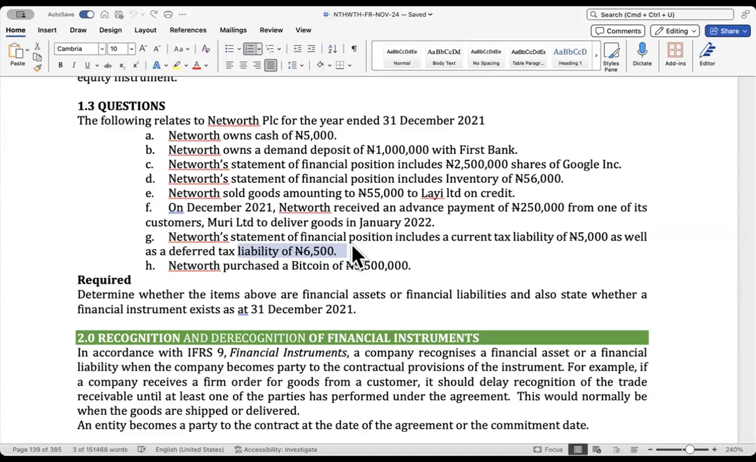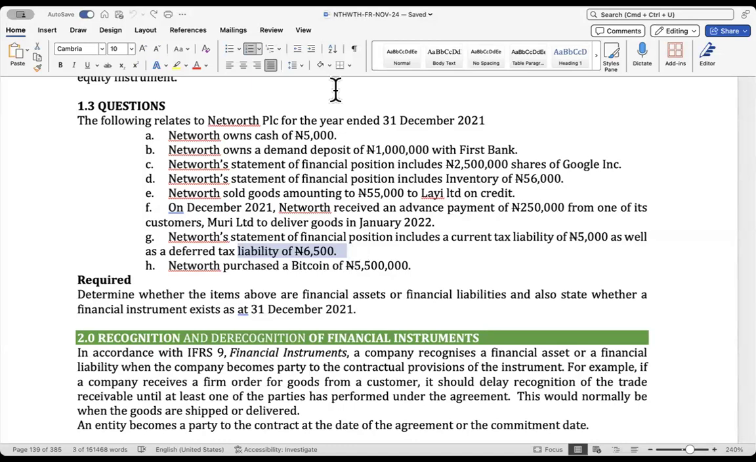It can also be an inventory, especially for those that have an exchange where they sell or resell these coins. Those ones would have recognized this Bitcoin as an inventory because they are holding it to resell. Okay.